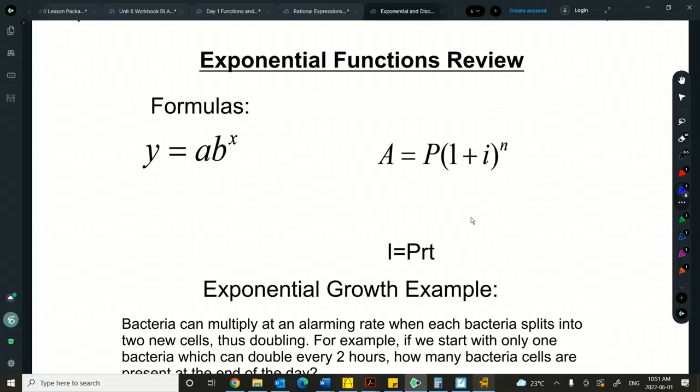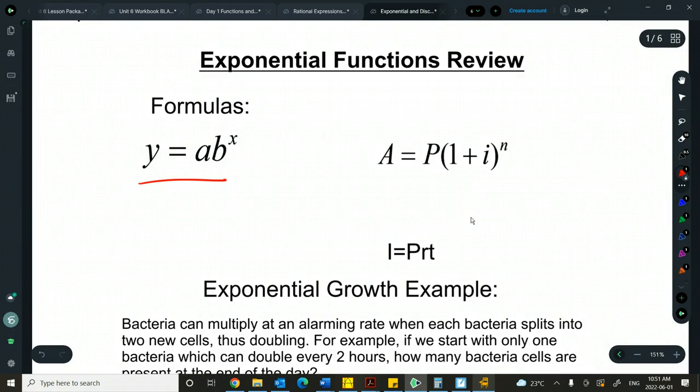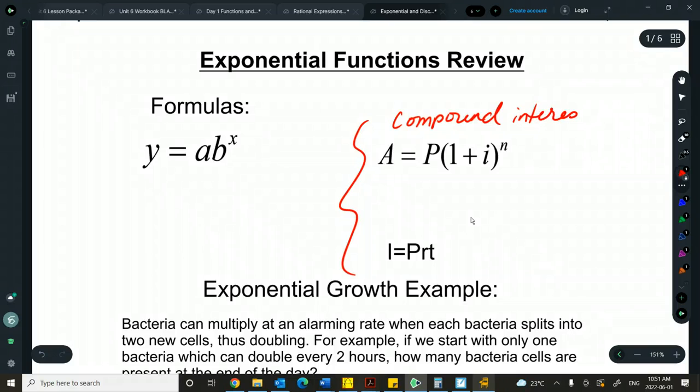So in Unit 4, we did exponential functions. We talked about exponential growth, decay, compound interest, and simple interest. This is our regular formula for any kind of exponential growth or decay. These two are for interest only, so money questions. If you don't have money questions, I don't need to use these. This is compound interest, this is simple interest.